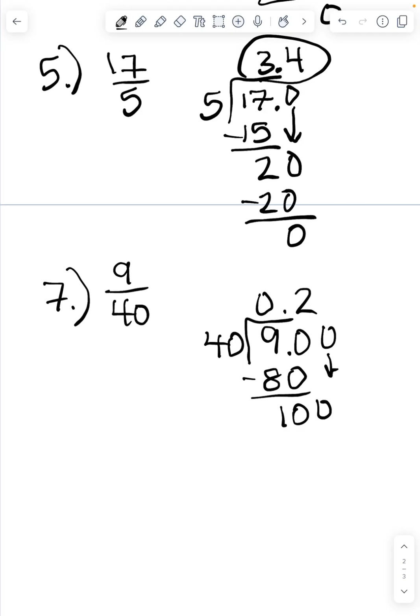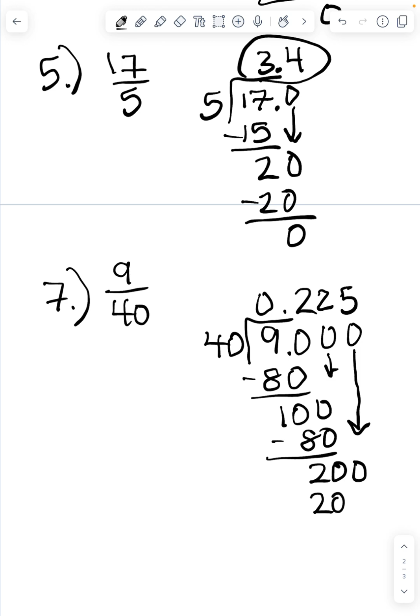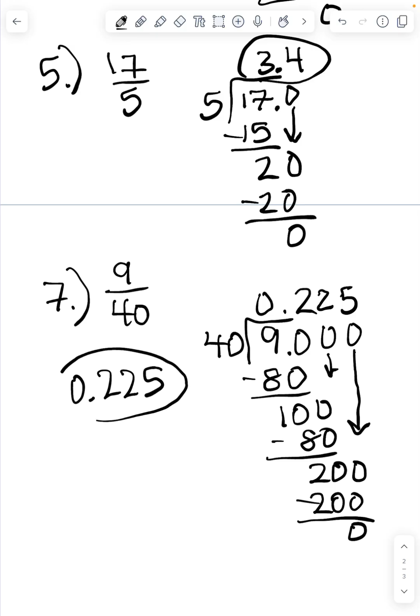40 goes into 100 2 times. That's 80. This time I'm left with 20. Need another zero to bring down. So 40 goes into 200 5 times. 200, and we're done. So we've terminated our decimal here, so it's 0.225 is our answer.